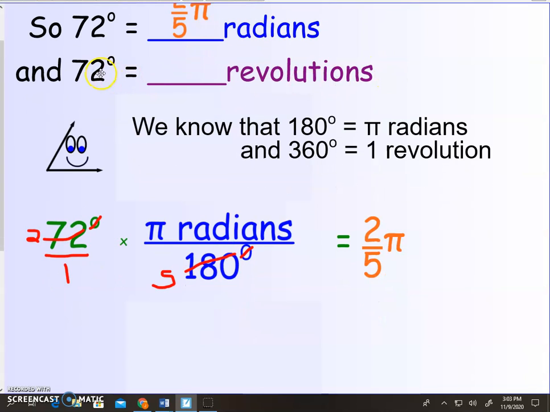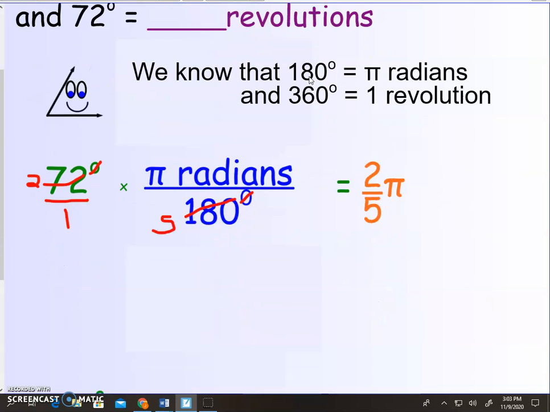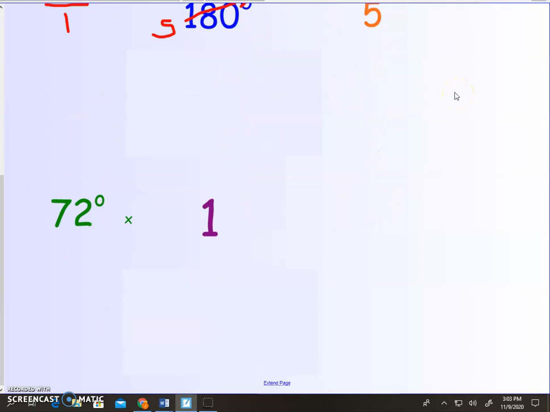Let's talk about how we take the 72 degrees and convert it into revolutions. We know that 360 degrees is the same as 1 revolution. So if I take this 72 degrees times 1, but I dress up that 1 as, oh, there it is. Whoops, what's this? I said 1 revolution is 365 degrees.